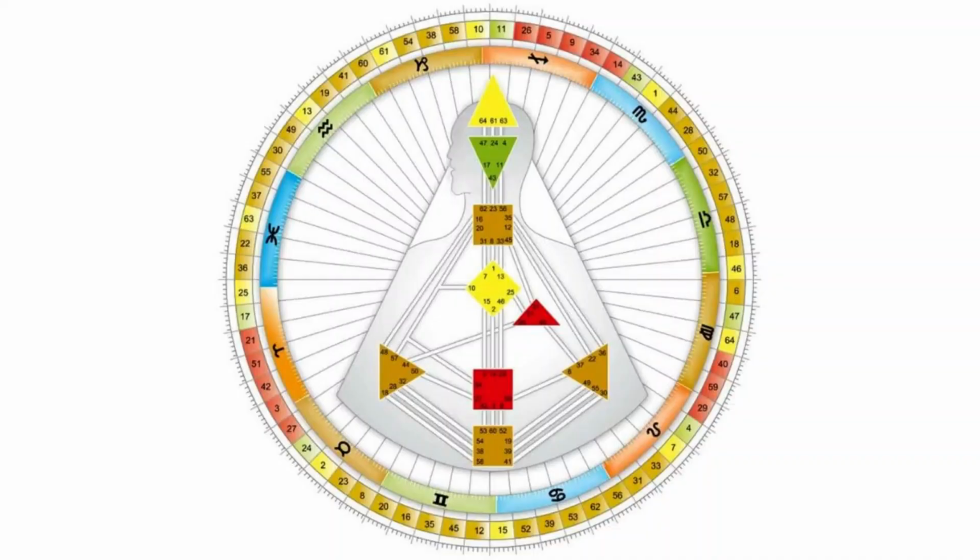Gate 18, the corrector. Work on what has been spoiled. Location, spleen center. Channel 18-58, the channel of judgment. Circuit, the collective understanding circuit, logic process. Theme, the gate of refinement, the instinct to improve and perfect patterns. Not-self distortion, chronic criticism, perfectionism, judgmental control, obsessive fixing.